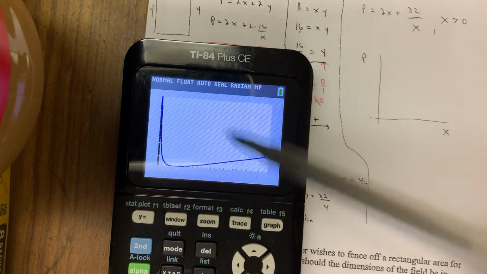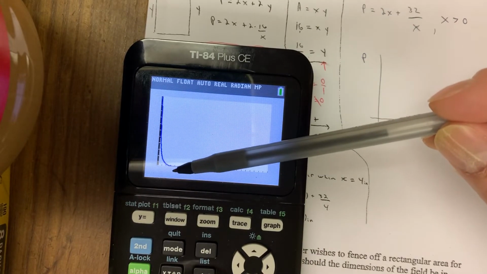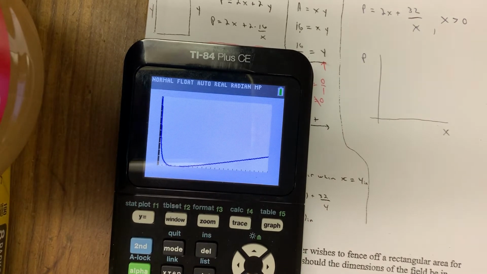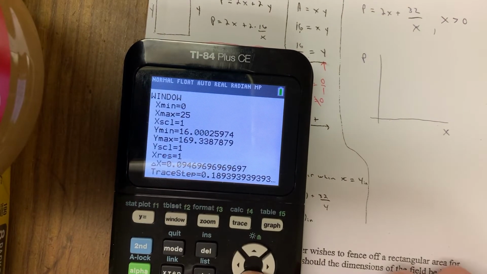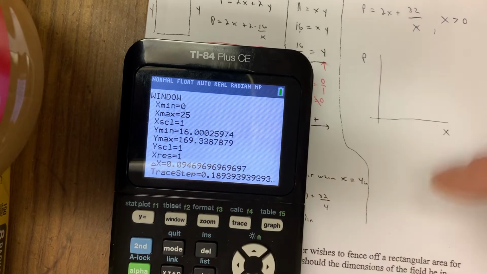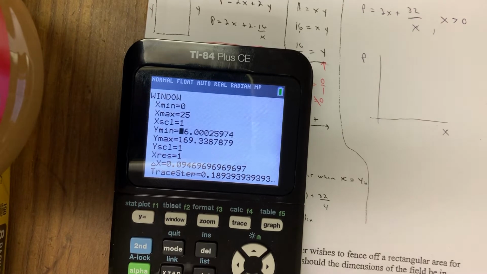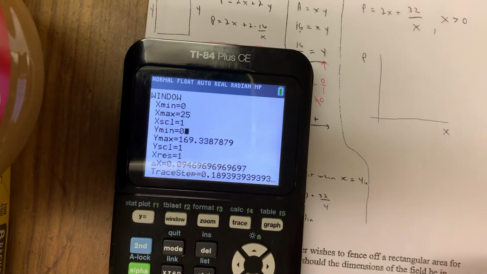remember, this is the x-axis, this is the p-axis, represents perimeters. It looks like the min right here is right on the x-axis, which would mean the minimum perimeter is equal to 0. That's not true. The problem is when you use zoom fit, if you go back into the window, you'll see your y min here is positive 16. I don't want it to be positive 16 because then it's above the x-axis, right? I'm not going to be able to actually see the x-axis in it. So if you make the y min equal to 0, that's going to actually give you your x-axis.